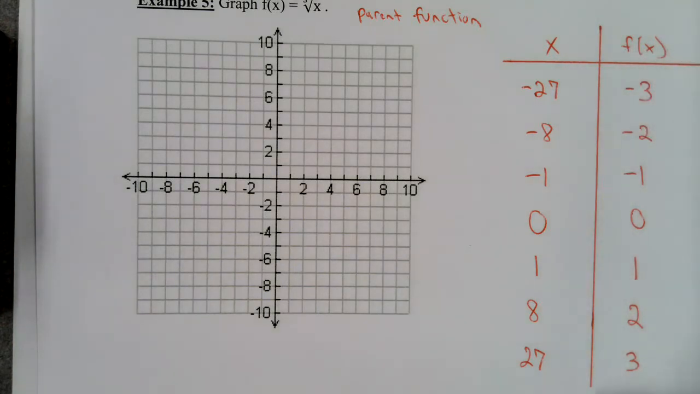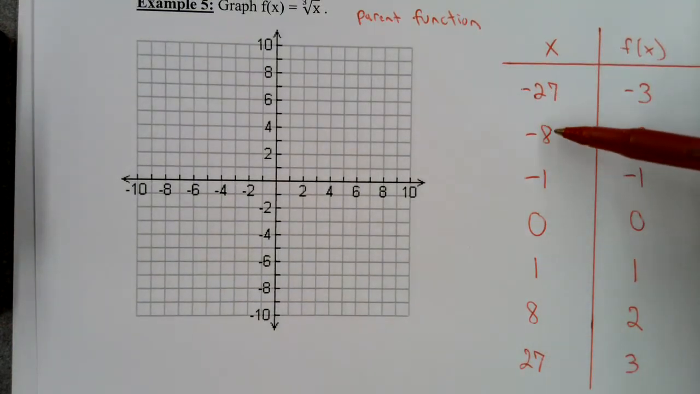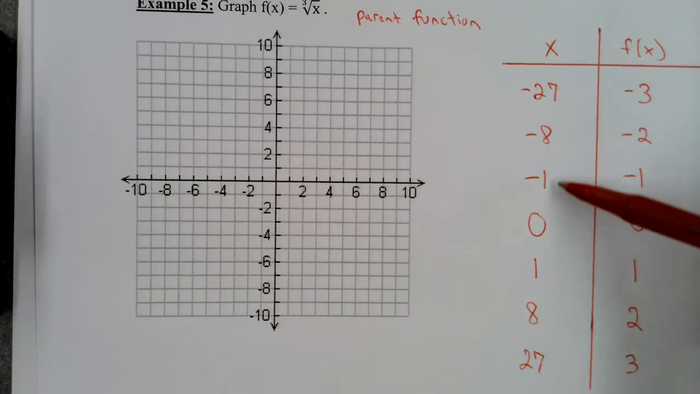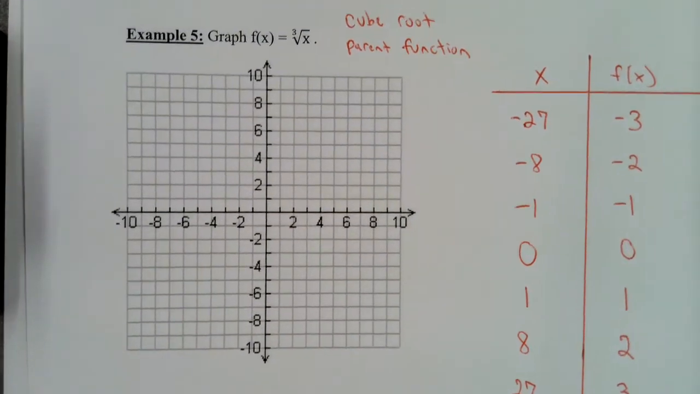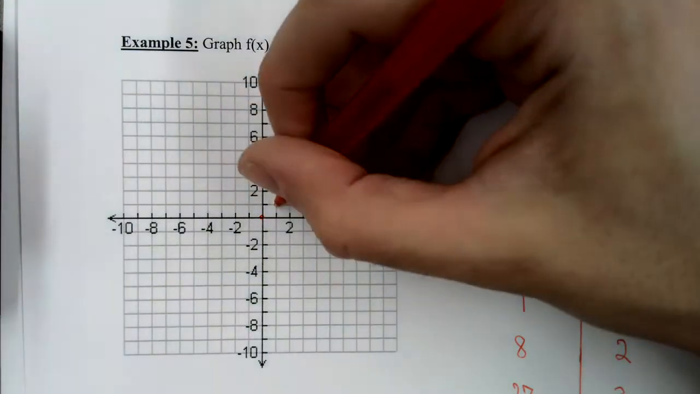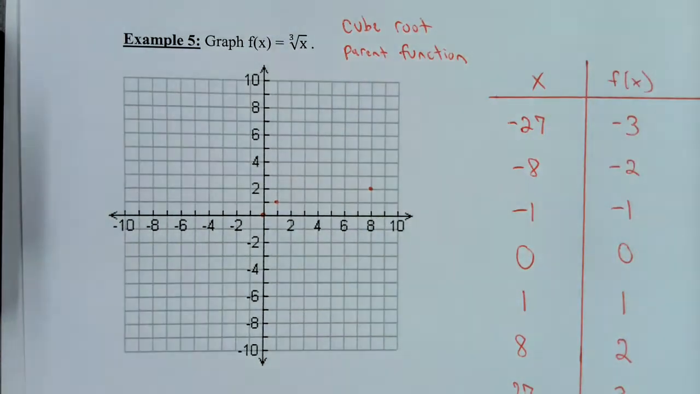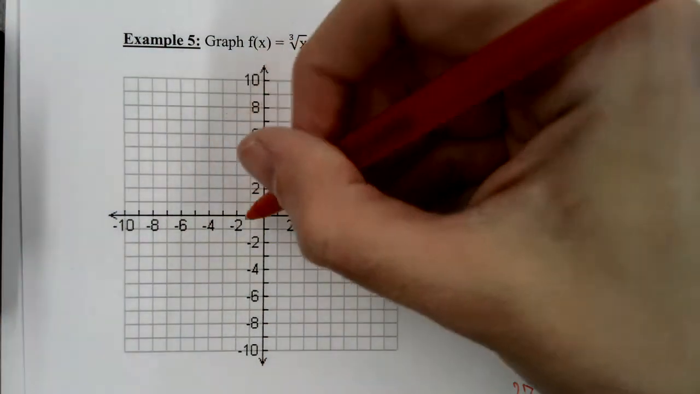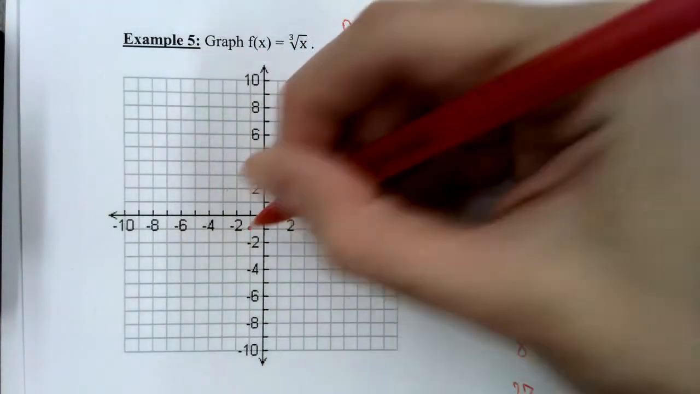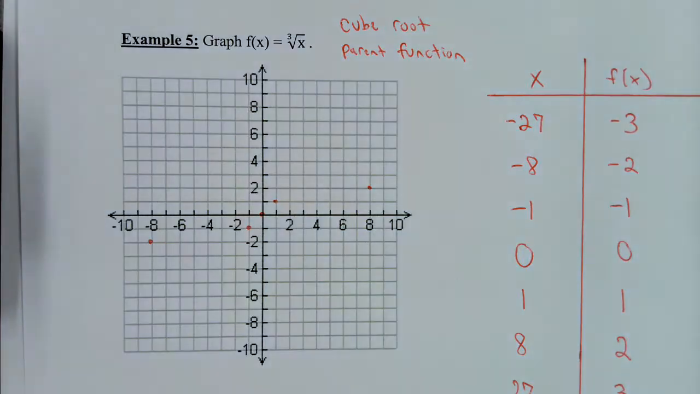So now we'll graph these. You won't graph the ones with negative 27 and positive 27. We'll graph the middle 5. Okay, so let's graph the middle 5. 0, 0. We have 1, 1. We have 8, 2. We have negative 1, negative 1. Then we had negative 8, comma, negative 2. So draw your graph.